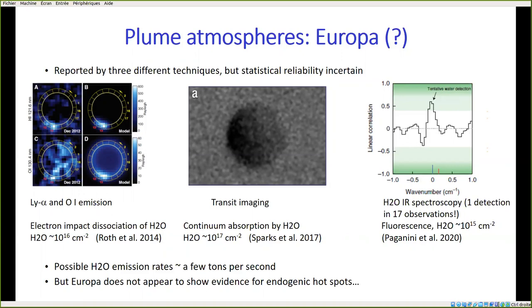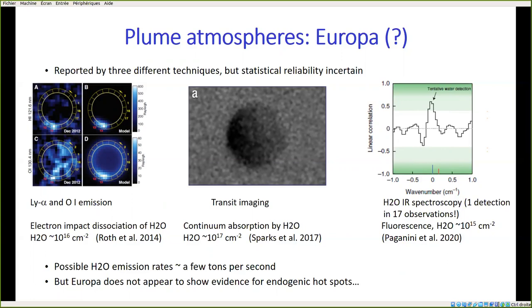Most of these observations actually have given negative or marginal results, as you see. And this is rather marginal. And this is one detection in 17 observations, and even then is relatively marginal. But so most of the results are negative, and even the results that are claimed to be positive, well, they result in column densities of water that are not very consistent between observations.